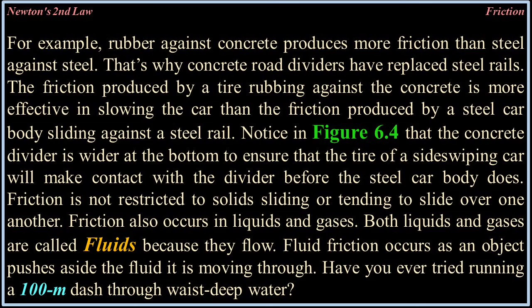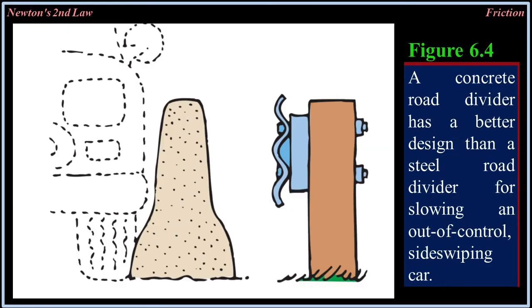Friction is not restricted to solids sliding or tending to slide over one another. Friction also occurs in liquids and gases. Both liquids and gases are called fluids because they flow. Fluid friction occurs as an object pushes aside the fluid it is moving through. Have you ever tried running a 100-meter dash through waist-deep water? Figure 6.4. A concrete road divider has a better design than a steel road divider for slowing an out-of-control side-swiping car.